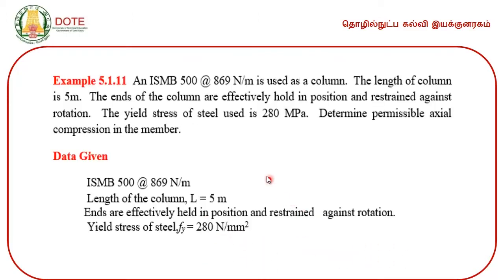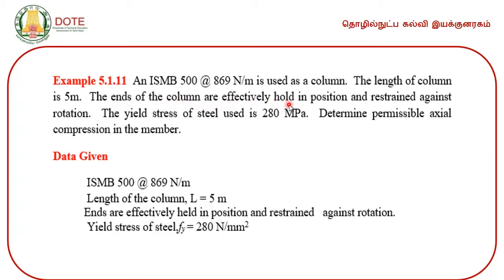And again this is the other problem, and here it is ISMB, Indian Standard Medium weight Beam, that is used, and the length of the column is this. The only difference is that in the previous problem the effective length is directly given. In this problem the effective length is not directly given, it is given in the form of end conditions of a column.